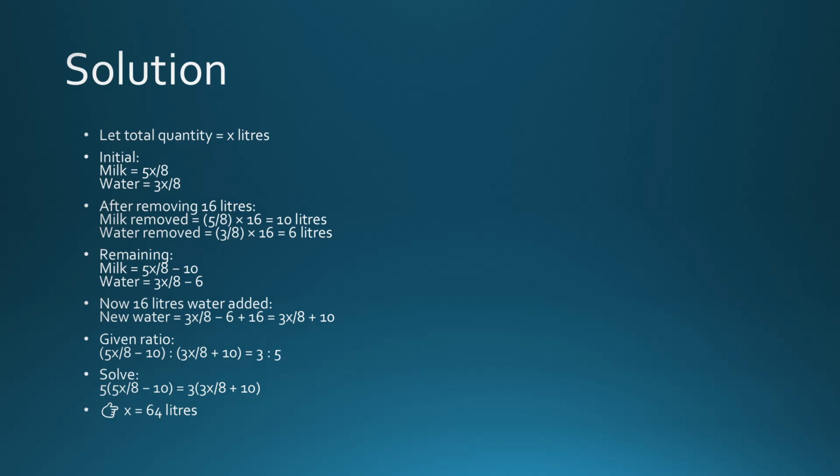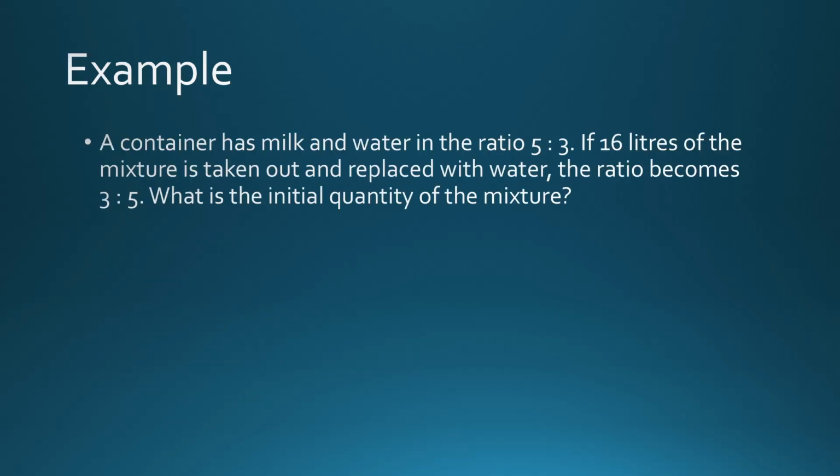Now 16 liters of water is added. So new water will become how much? 3x by 8 minus 6 plus 16, which is nothing but 3x by 8 plus 10. So the new values will be, milk will be 5x by 8 minus 10 and water will be 3x by 8 plus 10. So the new ratio will become 5x by 8 minus 10 divided by 3x by 8 plus 10. And in the question it is given, the new ratio becomes 3 by 5.